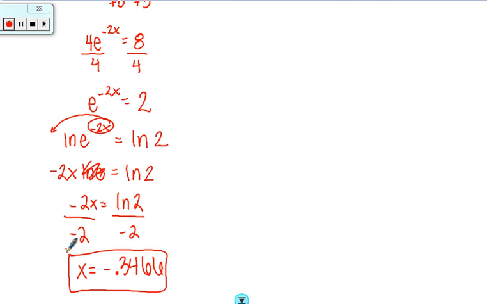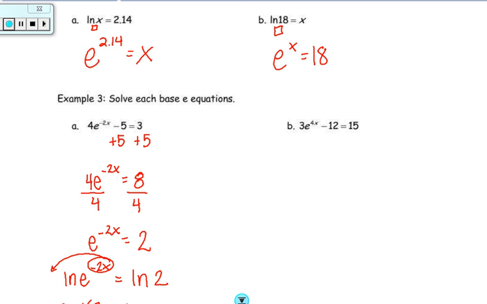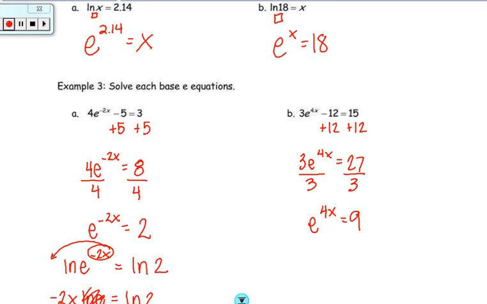Okay, let's try another one. 3e to the 4x minus 12 equals 15. We want to get the e to the x part by itself. So I'm going to add 12. 3e to the 4x equals 27. Is the part with e by itself? No. So I'm going to divide by 3. E to the 4x equals 9.